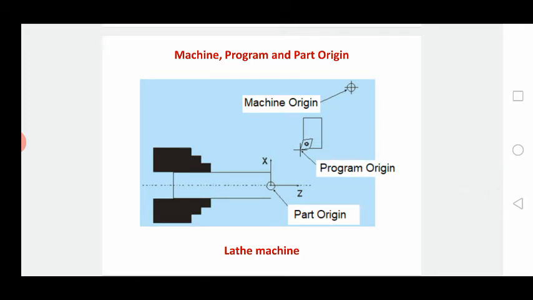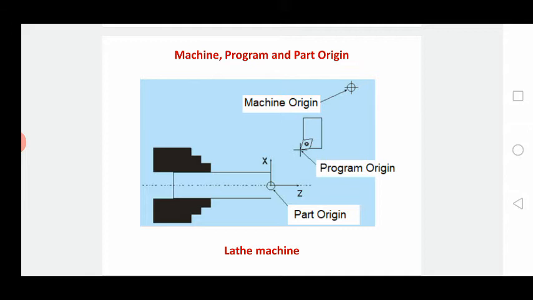If I take a lathe machine, what are all the origins and how will they be there in the lathe machine? Machine origin you can observe here. So we have machine origin, then program origin and part origin. Okay, we have three things here.